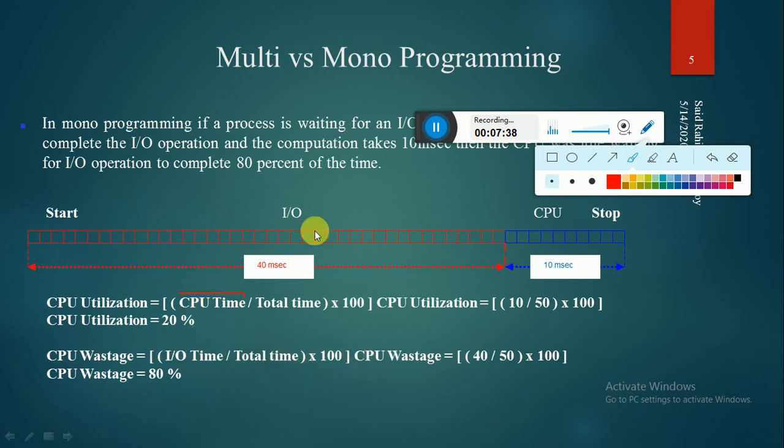So you see here, what is the IO time? IO time is 40 milliseconds, divided by 50 milliseconds, which is total time. Total time means IO time plus CPU time, right? IO time is 40 milliseconds and CPU time is 10 milliseconds. Now, if you divide this 40 by 50, you will get 0. Okay, now you need to multiply by 100 to get its percentage. Let me check first what the result comes to.